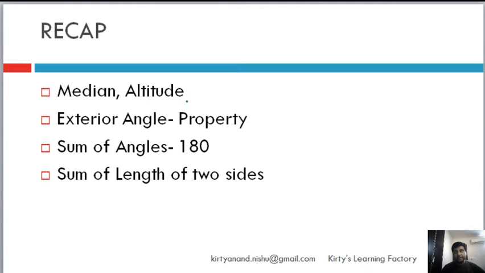Exterior angle is the angle you get if you extend a line of a triangle. So if this is a triangle, and this is an angle, extend this line, this angle is the exterior angle. This is equal to the sum of the opposite interior angles, which are angle 1 and angle 2. We also proved it using linear pair and properties of parallel lines and a transversal. And then we proved that the sum of all interior angles of a triangle is 180 degrees.